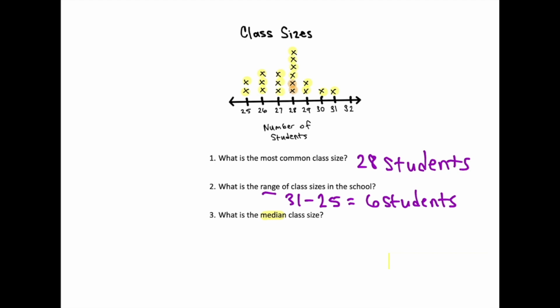We can see that we have two middle numbers. When you have two middle numbers, you can add them and divide by 2. It won't make a difference in this case because the two middle numbers are the same. So our median is 28 students.